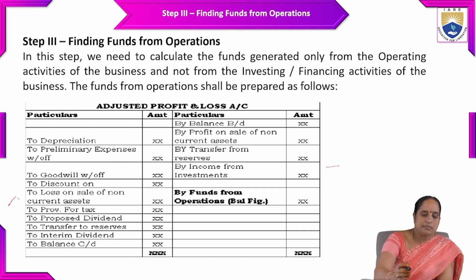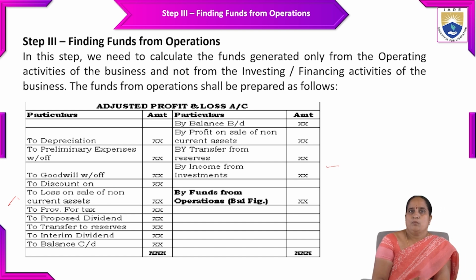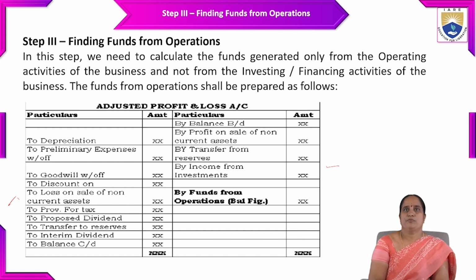So here we used to consider the depreciation, preliminary expenses written off, the goodwill written off, discount on, loss on sale of non-current assets, provision for tax, proposed dividend, transfer to reserves, interim dividend. Then we should know the balance carried down. That should be taken just by considering the totals of both the asset side and the liability side. Based on that, sometimes on one side we may have excess, so the same we used to represent that leftover balance on the other side of the profit and loss account.